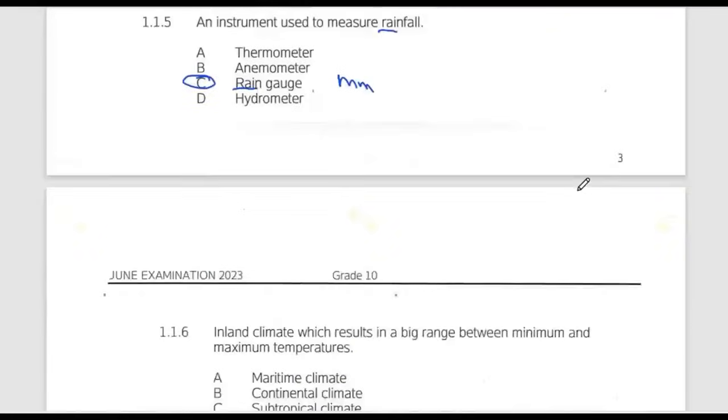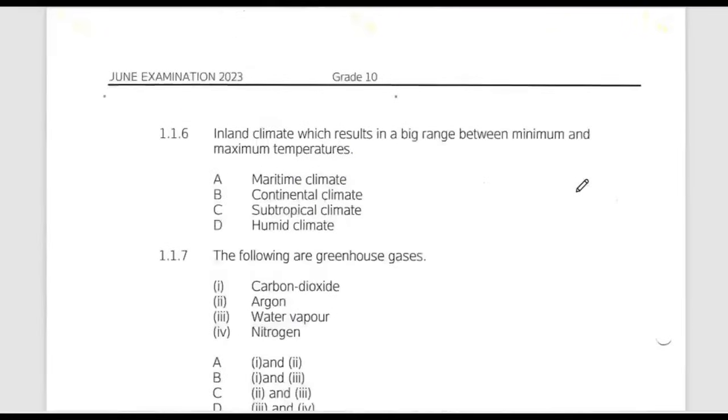We move on to the next question. Inland climate, which results in a big range between minimum and maximum temperature. We are looking at inland here, places which are far away from the seas and the oceans. They are truly inland. For example, if you talk of Gauteng province, it's an inland place. It is far away from the ocean or the sea.